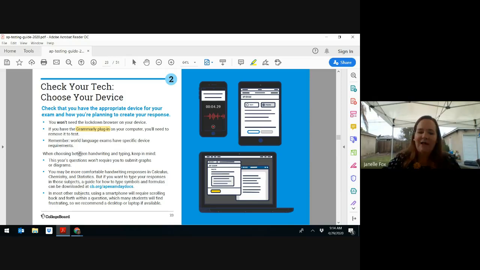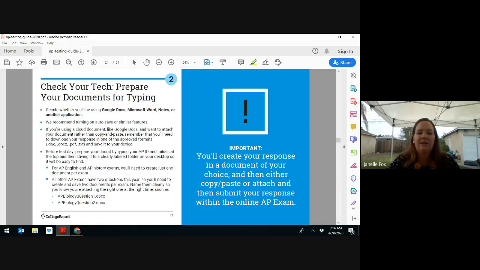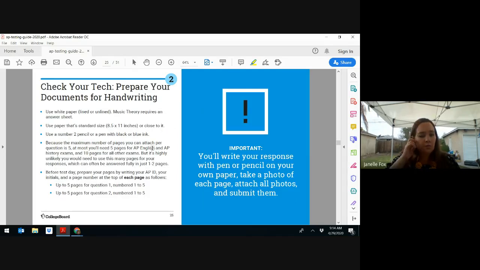Whoopsies. Okay. Then what you're probably going to do, if you actually do typing, is do your work in a Google Doc or maybe Microsoft Word, and then copy and paste it into your answer. So that's really cool.